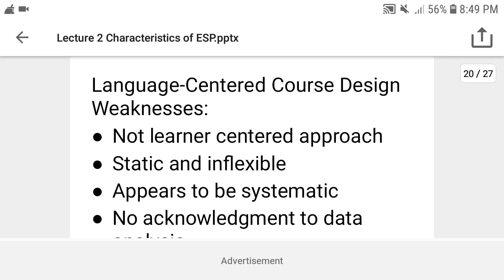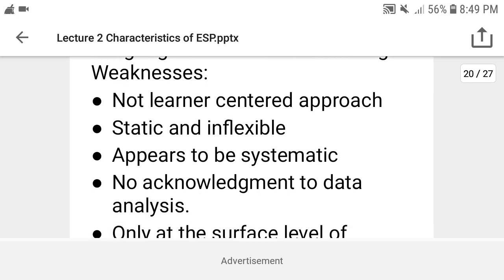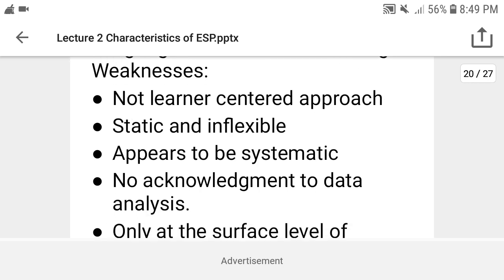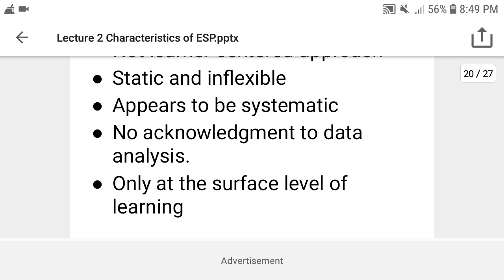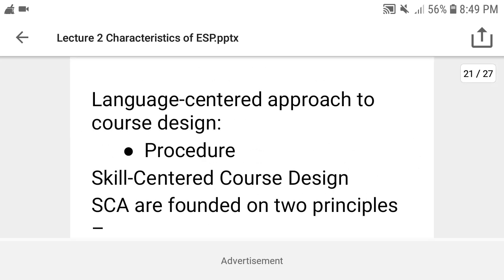Language-centered course design weaknesses. Not a learner-centered approach. Static and inflexible. Appears to be systematic. No acknowledgement of later analysis. Only at the surface level of learning. Language-centered approach to course design. Procedure.